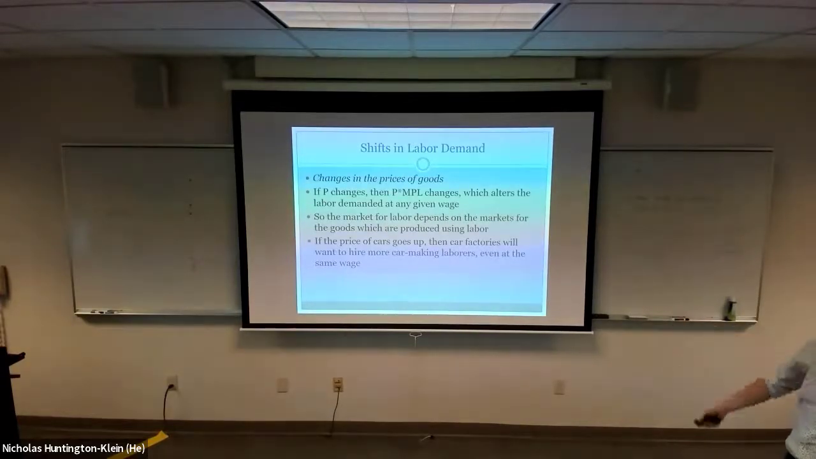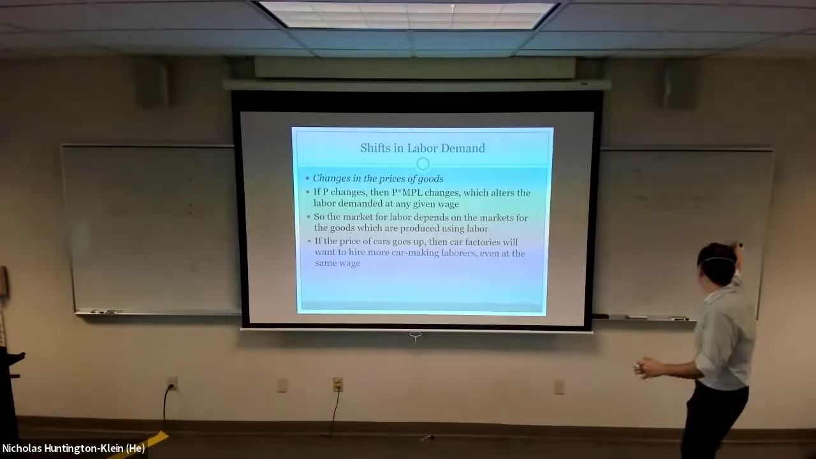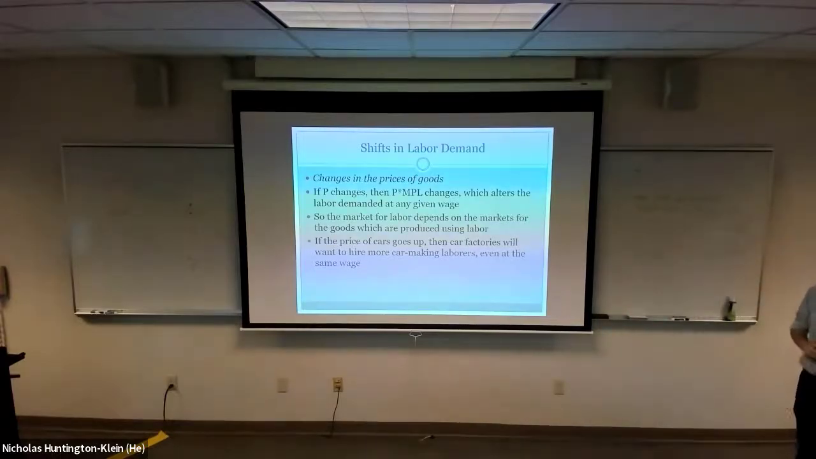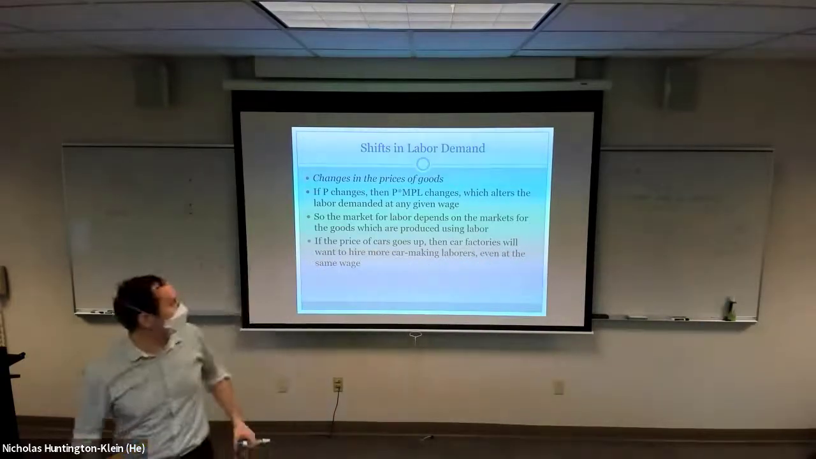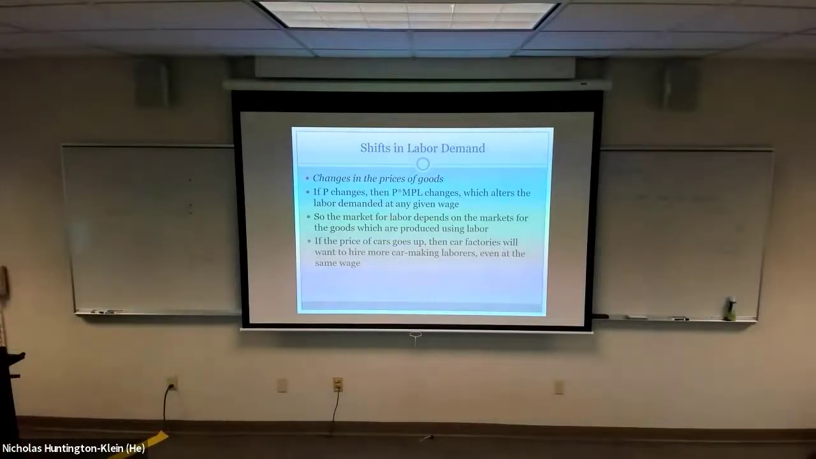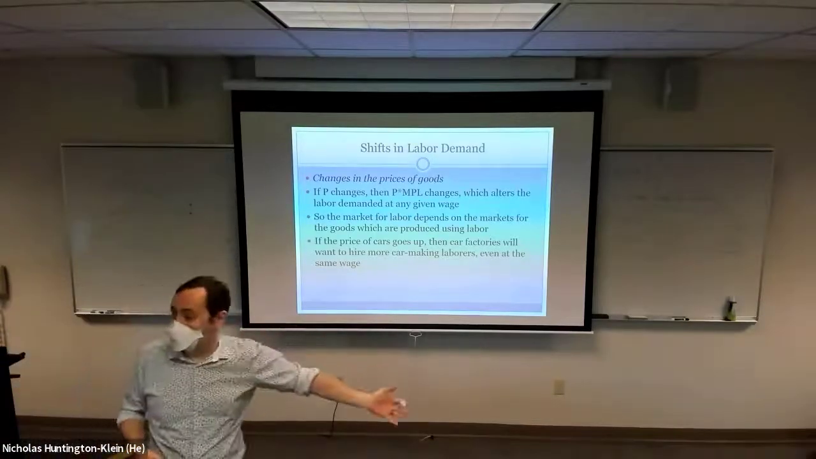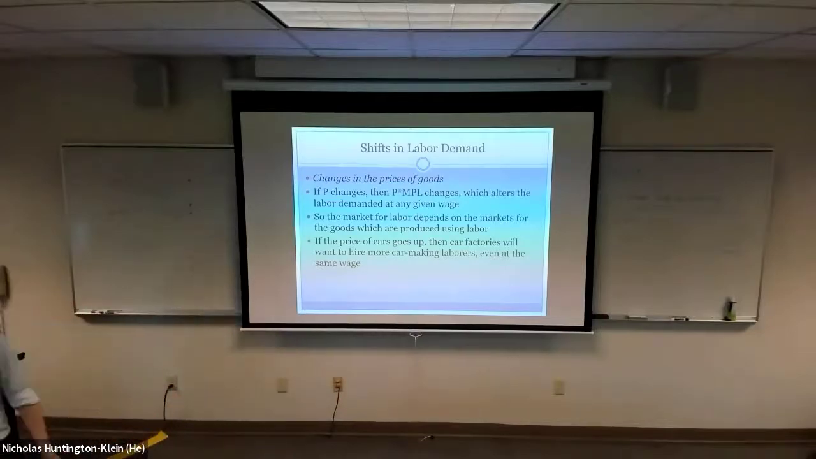So, changes in the prices of goods. If P changes, P is the price of what we are selling, then naturally price times marginal productivity of labor is going to change. If the thing that we're selling gets more expensive, we're going to want to hire more people so that we can make that thing, right? So the market for labor depends on the markets for the good that are being produced using that labor. Makes sense. If your prices go up, you want to make more of something. That's what the regular old market supply curve is all about. When prices go up, your quantity supplied is going to go up. You need to hire more people to cover that quantity supplied. So you're going to be willing to pay people more so you can cover it.